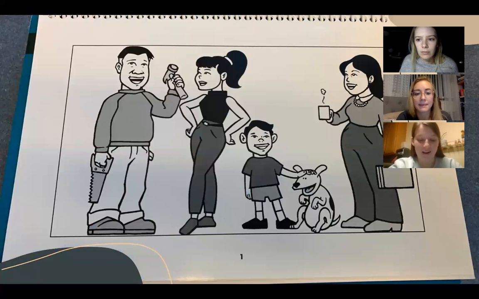Okay, let's get started. I'm going to tell you about 3 families. You don't have to remember their names or anything like that, but I want to introduce them to you before we start. This is the Smith family. The father, Frank, is a carpenter. His wife, Angela, is a lawyer. They have a teenage daughter, Lisa, and a son named Nick, and also a dog.